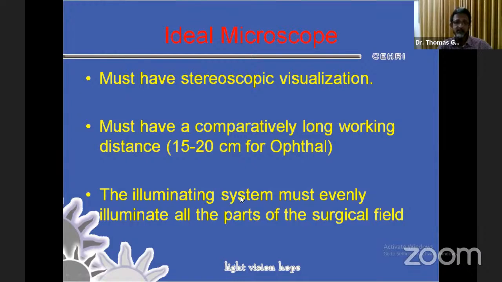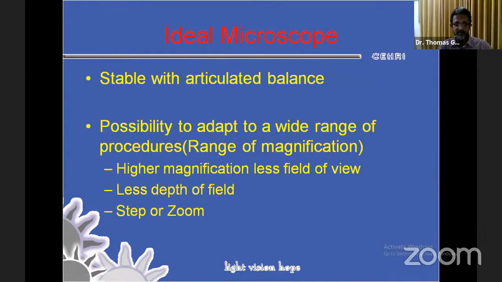The illuminating system must be able to evenly illuminate all parts of the surgical field we are interested in, and that would help not have any shadows and help us in our surgery. The microscope should be stable on an articulated frame balanced on it, and one should be able to adapt to a wide range of procedures. That means we need a fairly wide range of magnification.